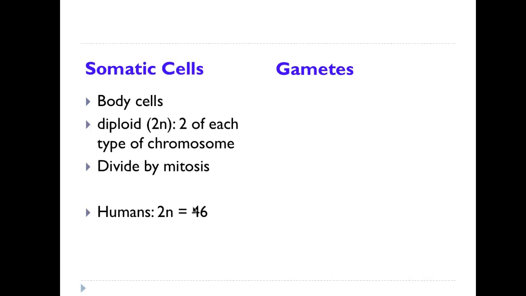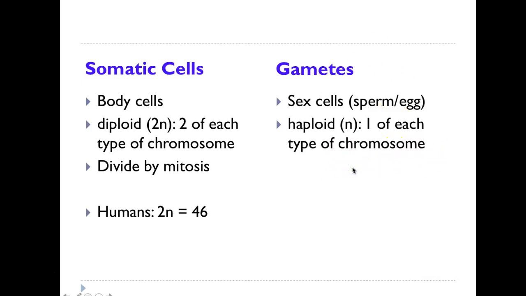All right, so those are somatic cells: body cells, diploid, divide by mitosis. Gametes are going to be sperm and egg. So if it is not a sperm or an egg, it is a somatic cell. If it is a sperm or an egg, it is a gamete. They are considered haploid. They only have one of each type of chromosome.